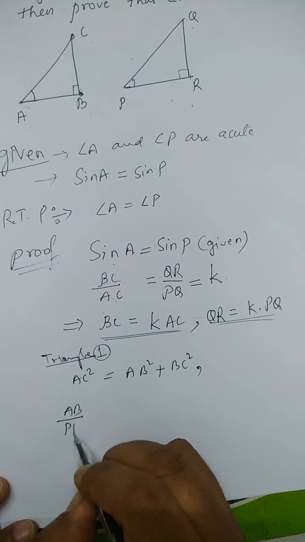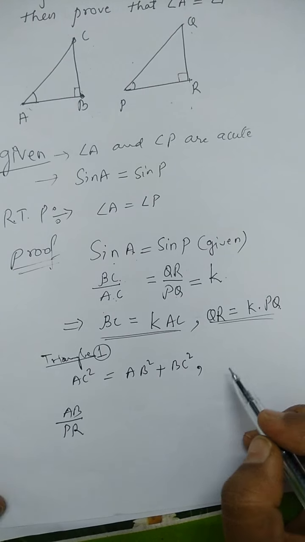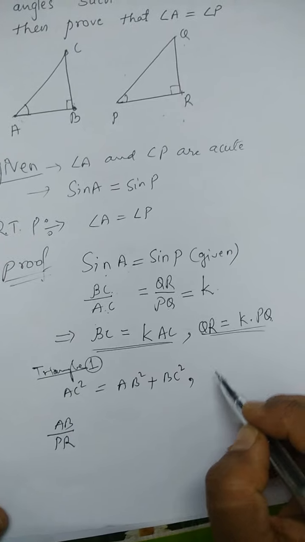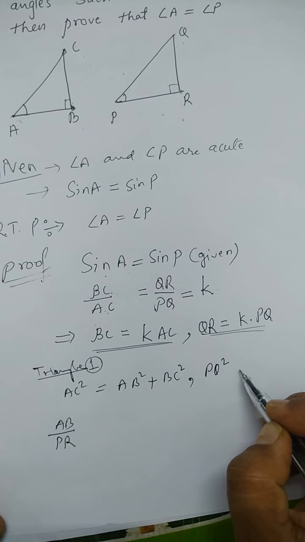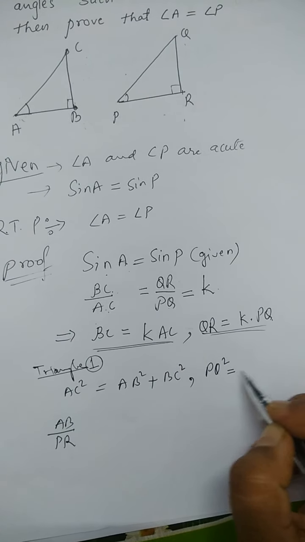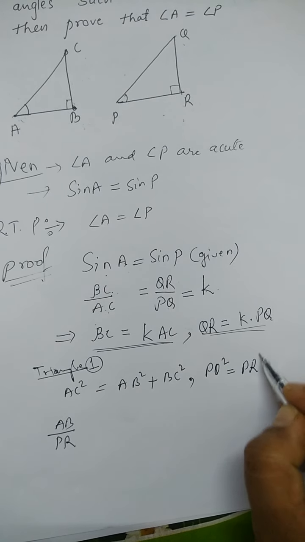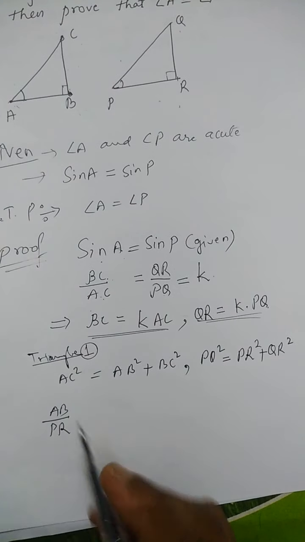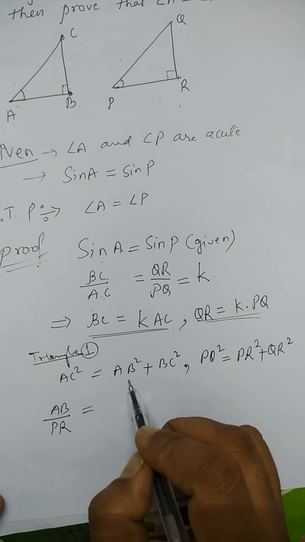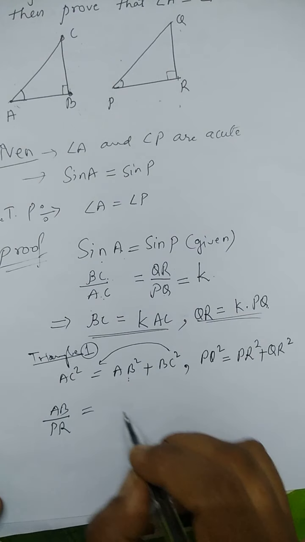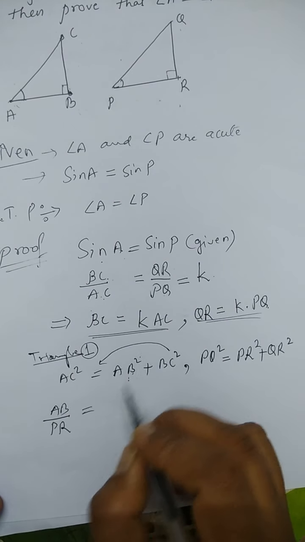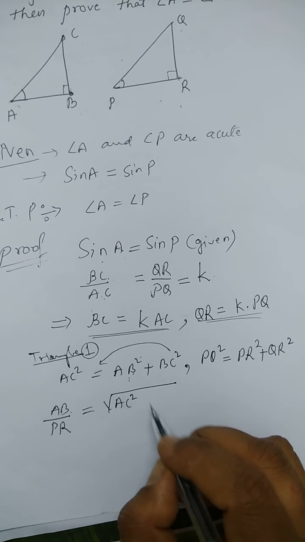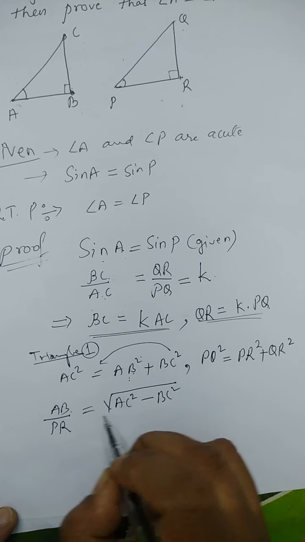AB upon PR. Here, use Pythagoras theorem in another triangle. That will be PQ square is equals to PR square plus QR square. Now find AB from this equation. BC will go here, and as it is AB square, we want AB, so we have to put square root of AC square minus BC square upon.